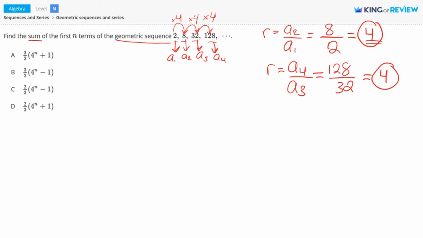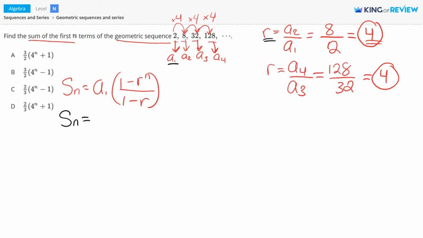We're asked to find the sum of the first n terms. To do this, we'll use the sum of a geometric series equation. This equation is Sn equals A1 times 1 minus r to the n power over 1 minus r. So we'll insert the information that we know into this equation. We know what A1 is, and we've also determined what r is. So let's put that information into this equation.